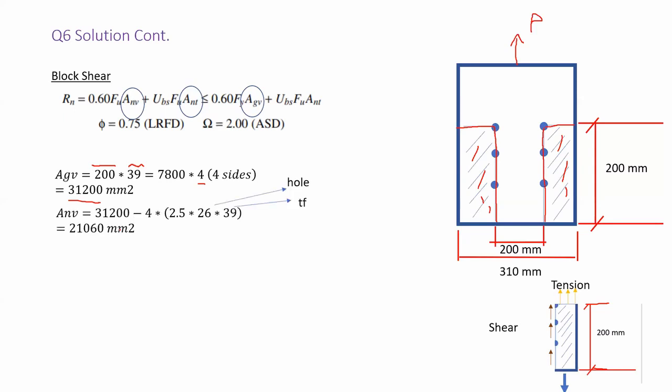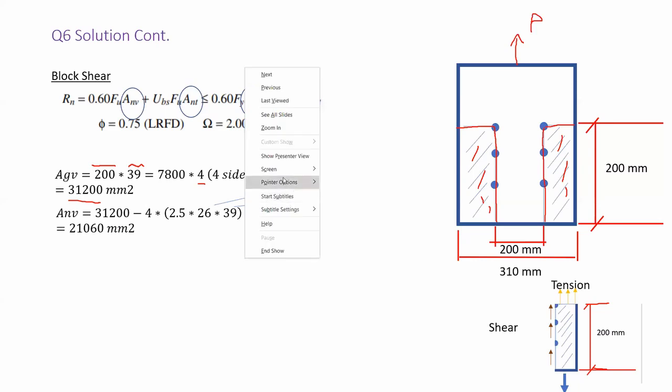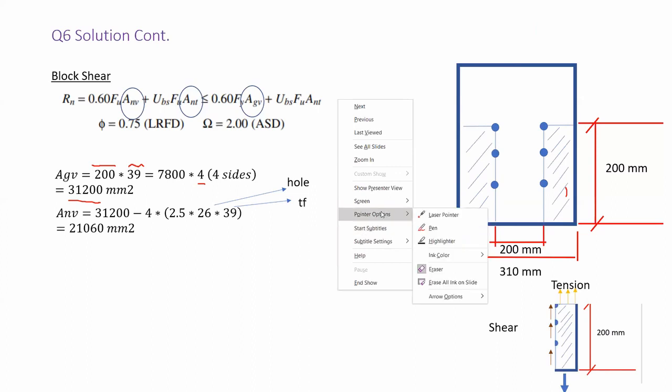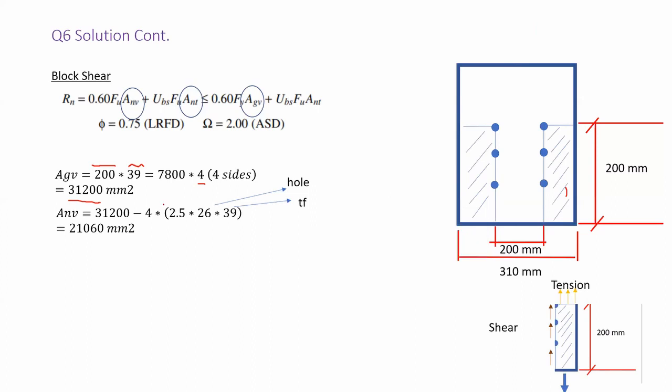Now, if we continue and check for ANV, ANV is basically the net area in shear. Now, once you have found the gross area in shear, you will subtract from the AGV the bolts that would fail. So again, how is that? You will consider the part where we will be facing shear. So in brown arrows, we can see that here we have shear.